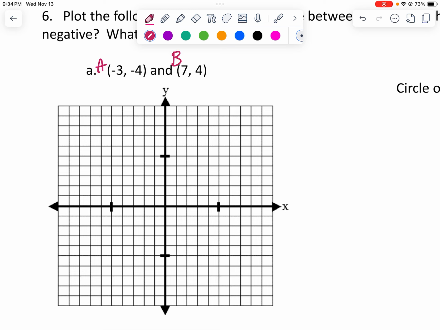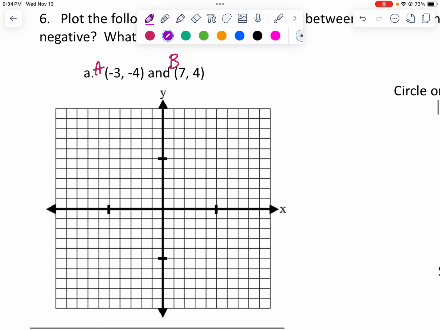So point A, we start at -3, -4. So again, this is my x1, y1, and then this is my x2, y2. If I'm looking at my coordinate plane, this is my y and this is my x-axis. So we're going to start with -3 first. So here is -3, and I'm going to go down to -4. So here's my first point, A.